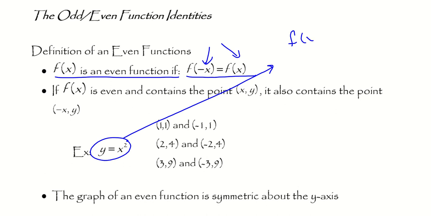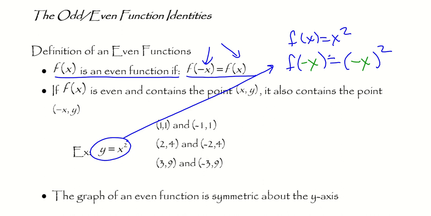And if f of x equals x squared, then if I find and evaluate f of the opposite of x, then this function rule tells me that I'm going to take my input and square it. So I'm going to put in that negative x.